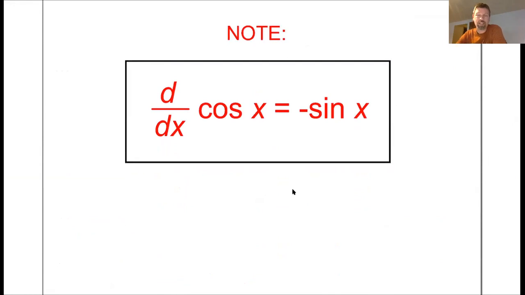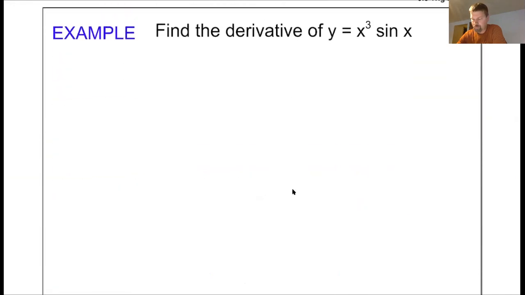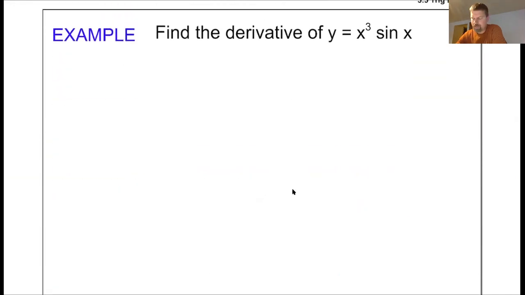There are more derivatives than just sine and cosine. There's sine, cosine, tangent, cosecant, secant, and cotangent. 6 trig functions, so we have 6 derivatives to memorize. Before we, well, you know what, let's go ahead and do that first.